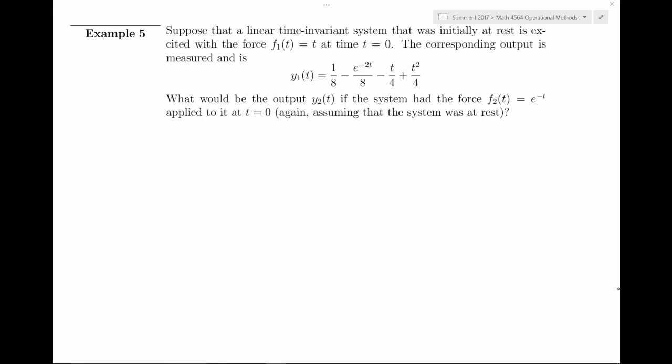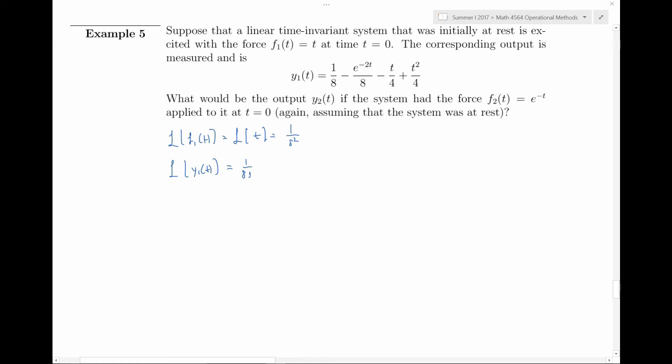So the first thing we need to do is find the system transfer function for this system. For that, we need to compute the Laplace transform of f1 of t, which is the Laplace transform of t, which is 1 over s squared. And we also need to compute the Laplace transform of the reaction, which is going to be 1/8 of the Heaviside function, so it's going to be 1 over 8s.